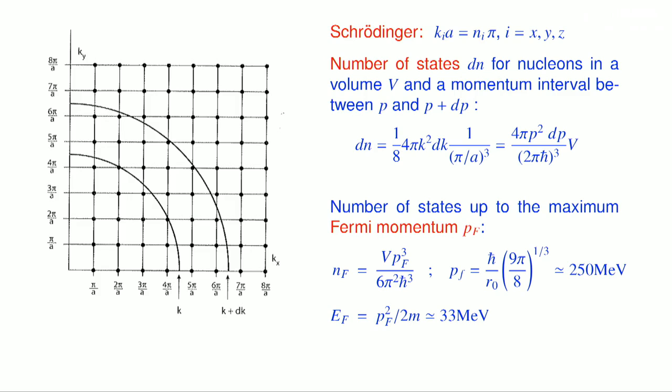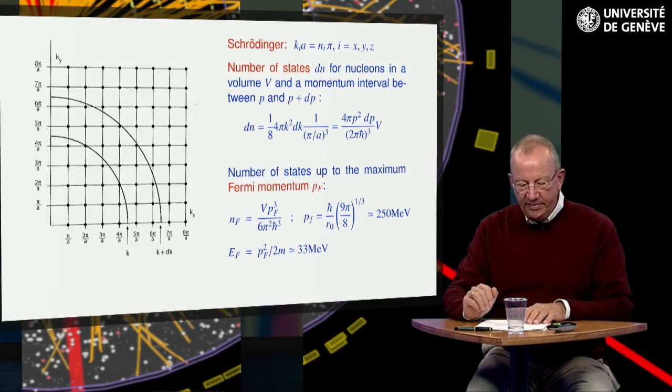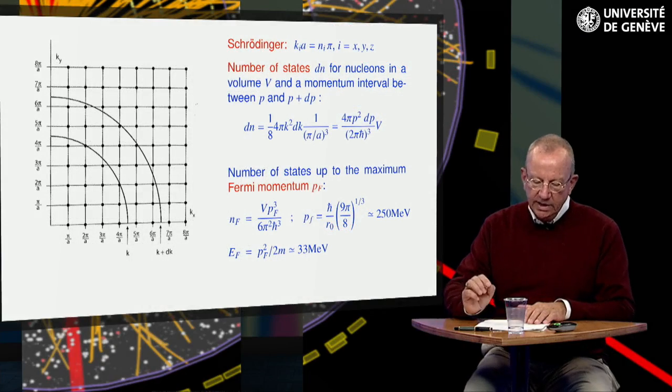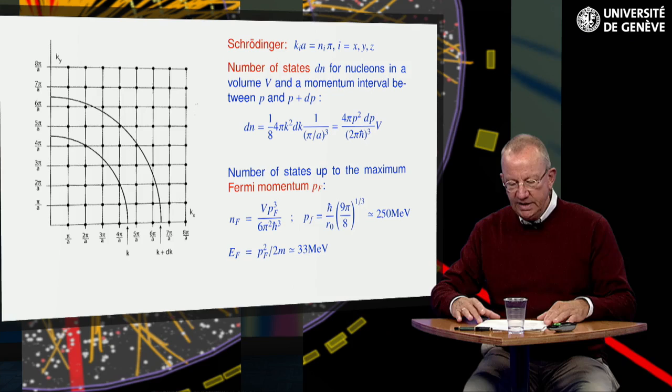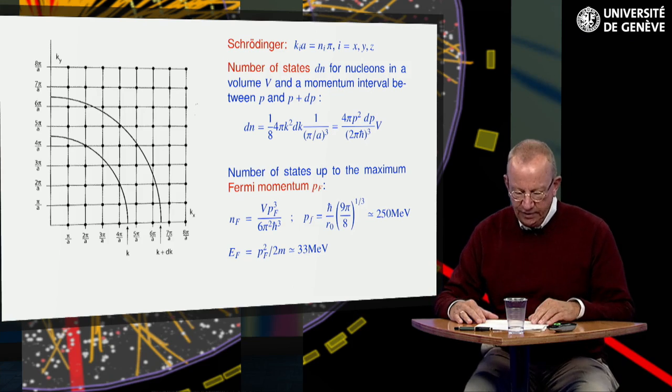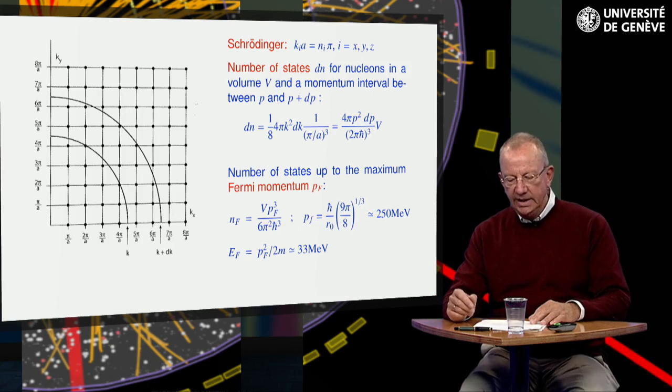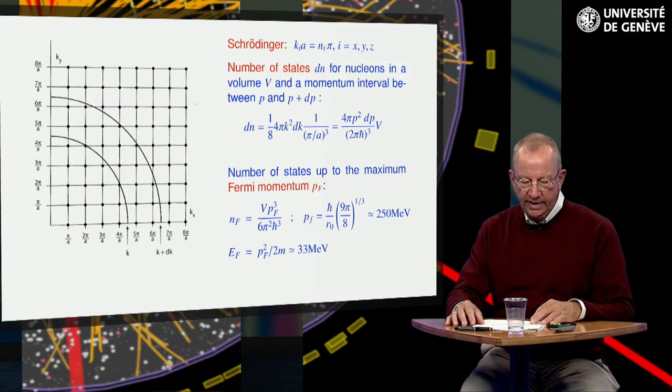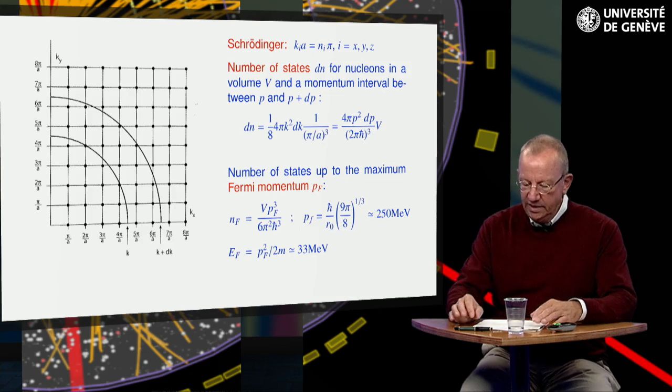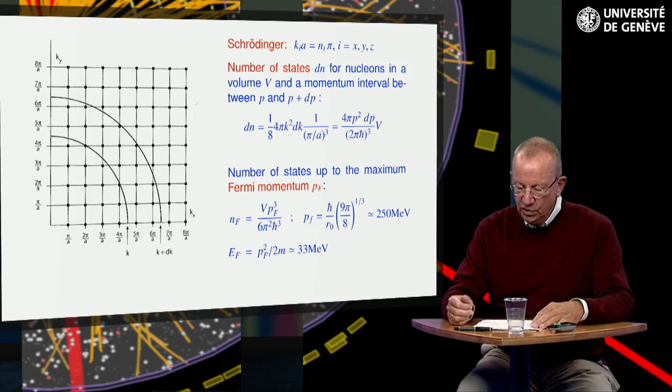In the ground state, all levels up to the maximum momentum are filled. Integrating up to the Fermi momentum, one thus obtains the number of states which can fill the volume. We must of course take into account the factor of 2 for the 2 spin orientations, as well as the nuclear volume, which is 4 pi over 3 R0 cubed times A.